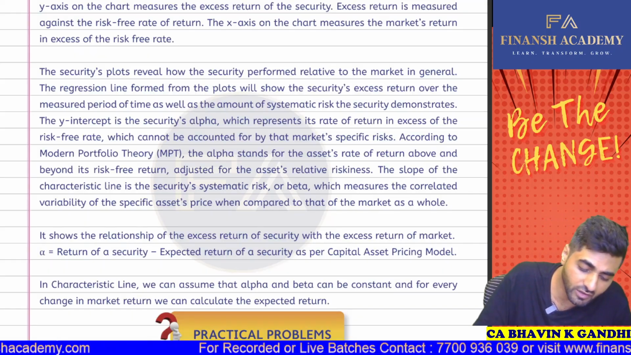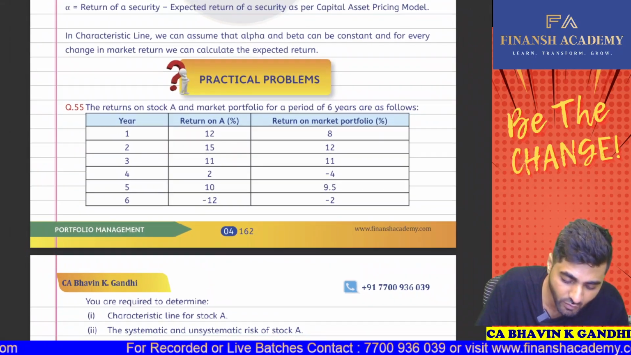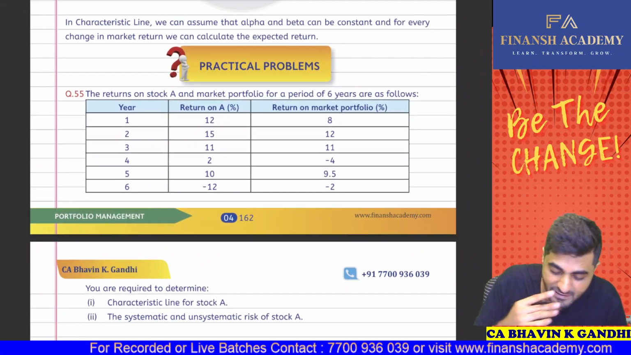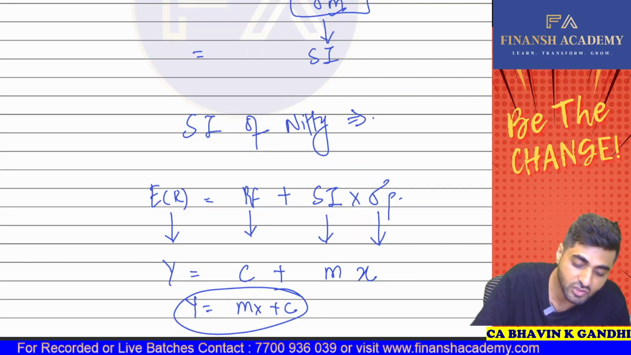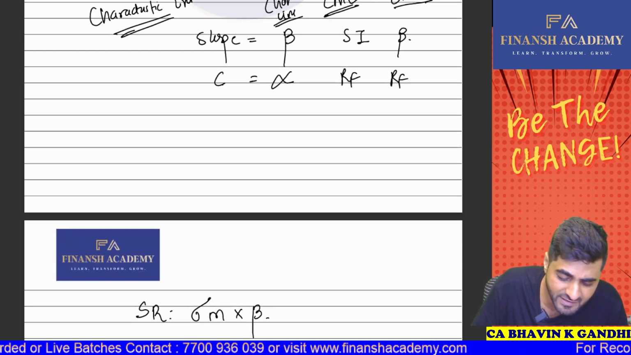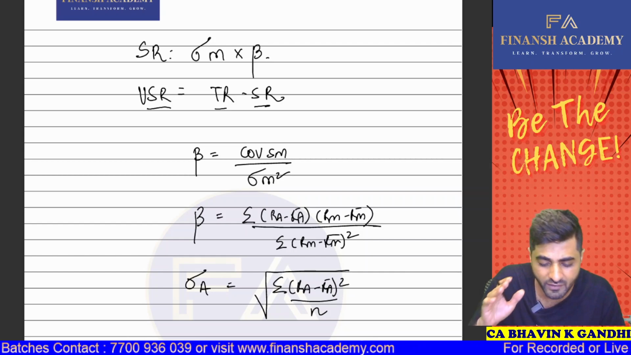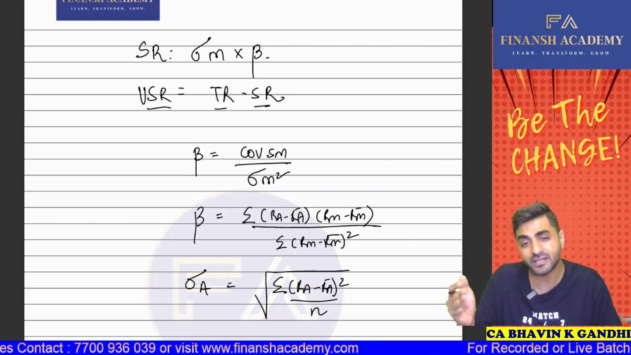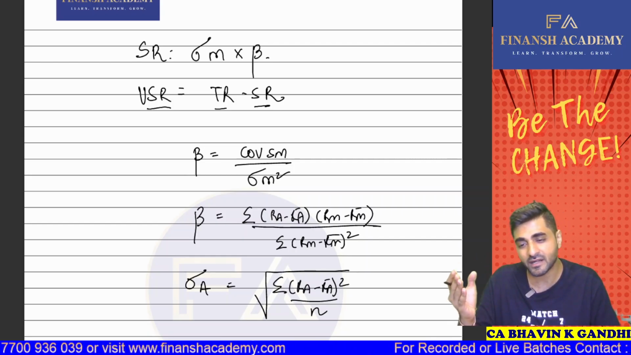In this particular question, what is required? We are required to calculate the characteristic line for stock A, and the systematic and unsystematic risk. How do you calculate your systematic risk? Your systematic risk is nothing but the standard deviation of the market into beta. And unsystematic risk is the total risk minus the systematic risk.